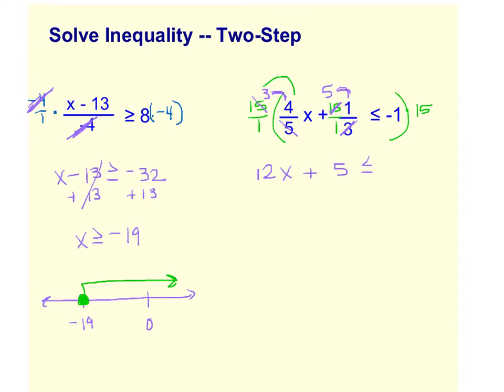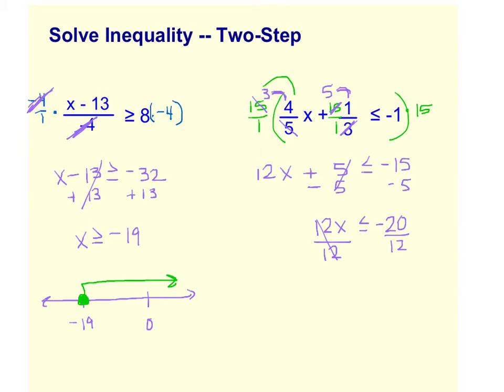I'll just throw it off over here on the side. Negative 1 times 15, no fractions to cancel, that's just going to be a negative 15. Now I have a much simpler inequality to work with. 12x plus 5, you undo any addition or subtraction first every time we solve. So we have 12x is less than or equal to a negative 20. Divide both sides by 12.